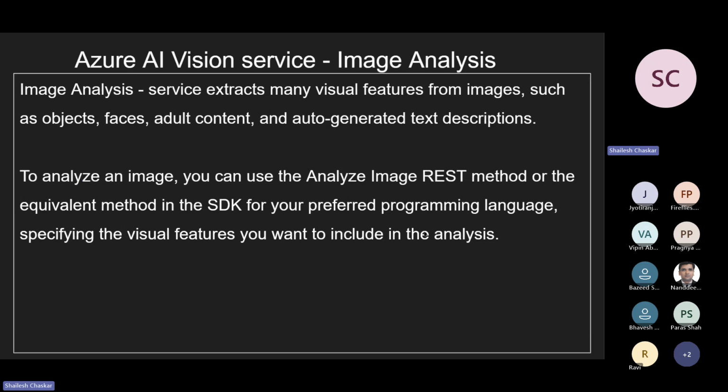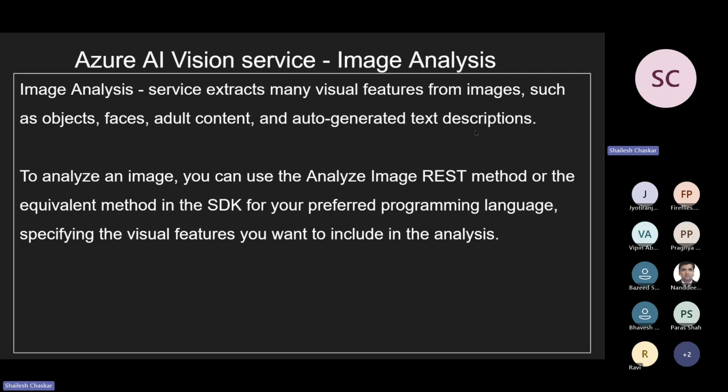Okay. Image analysis. Simple. As you all know, right? Image analysis will help you to extract many visual features from the images, such as objects, faces, adult content, and auto-generated text descriptions. Simple. Now, when you have an image and you have a service to read the data from that image, just imagine the number of use cases across different professions, across different businesses, across different products. So the scope of AI is huge. And whether you are a developer, a coder, a tester, or even working on a product as a product manager, you just need to explore those features and just imagine the different use cases.